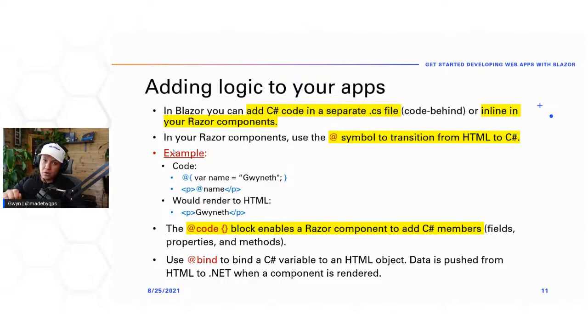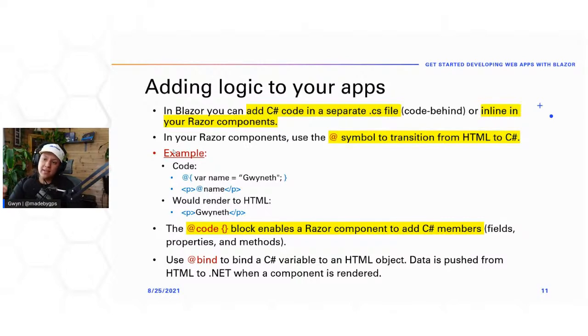this specific component. Or you could do it in the actual .razor file itself, and we have different symbols that we need to use to transition from HTML to C# if you're doing anything inside of the actual Razor markup. So right here I have that. You've got to use the @ symbol to transition from HTML to C#. In this example, I have @ then var Gwyneth, and then a paragraph with that same @ referencing that variable name, and that renders to HTML just as a paragraph with my name in there.